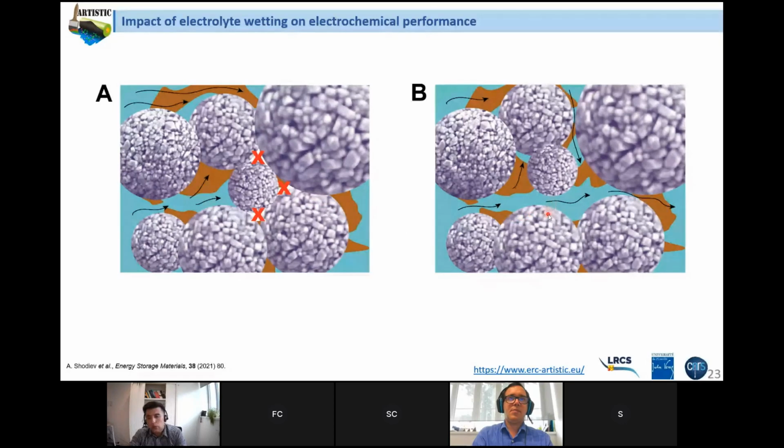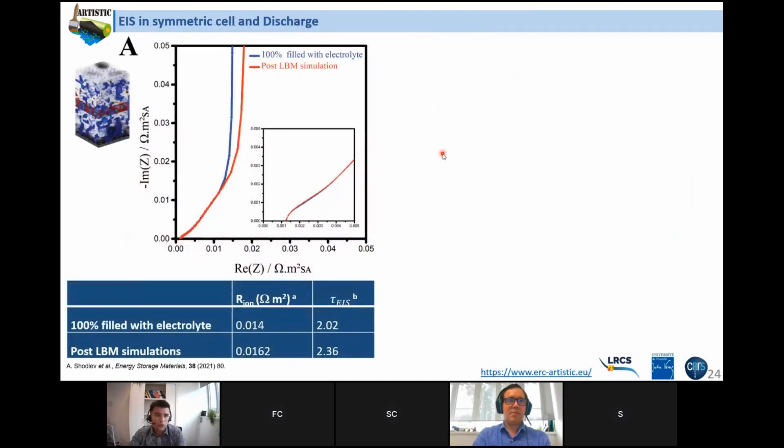So when we do models, usually we expect that electrolyte occupies 100% of the space and then ions are free to move. But in reality, we know that the saturation degree is not 100%. We have locations with air trapped inside, so the electrolyte cannot go through and has to take a longer path, and tortuosity numbers change, right? In order to assess this, we do an electrochemical impedance spectroscopy model in symmetric cells, and a discharge model.